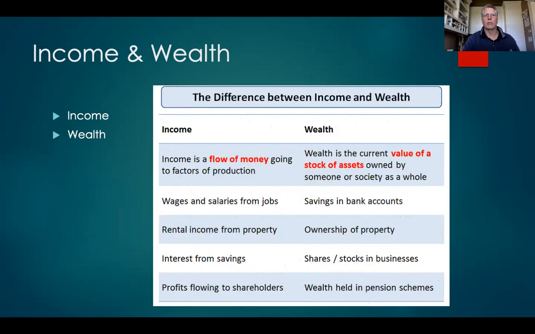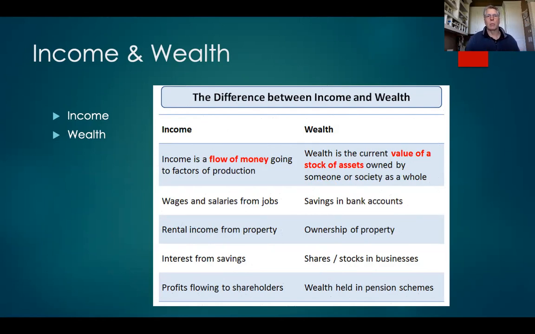And let's take a look at this a little bit. So the differences between income and wealth. So income is a flow of money going to factors of production. So I'm going to exchange my human capital for an exchange of value to get money back. I'm going to do something for you, sell you something, give you my labor, and in return, you're going to give me income.